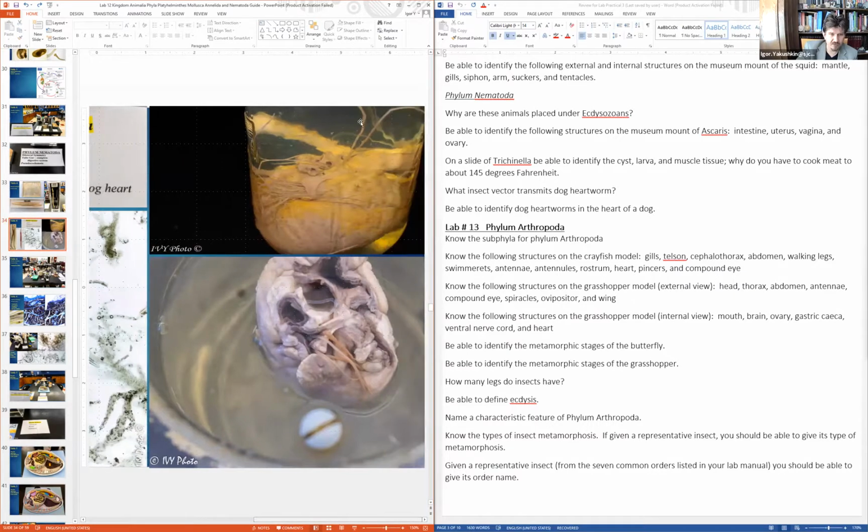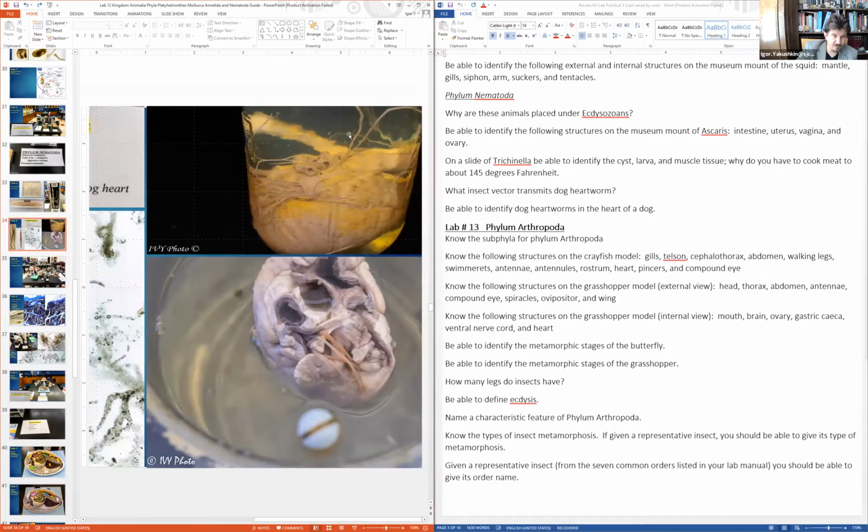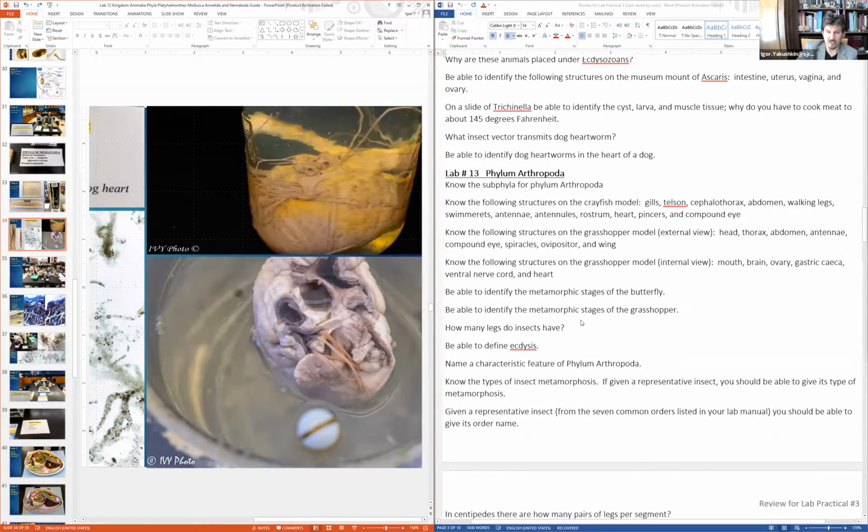Be able to recognize the heartworm. You see those particular stringy things? That's the heart, and that's the worm inside of the heart. So don't tell me it's a dog heart. If the question is, say, name the organism, and it will be pointing at the worm, then I'm most likely not talking about the dog. I'm talking about the actual worm. Arthropods. What vector transmits the heartworm? Mosquitoes.